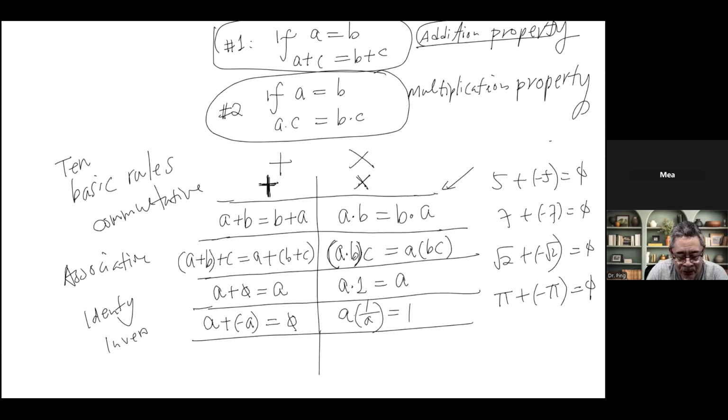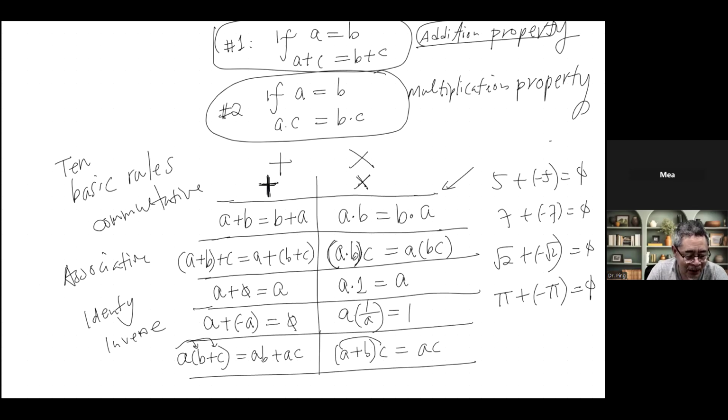And the last one is what we're going to do with something like this: A times (B plus C), but we're going to break it down as A times B plus A times C. Or we can do (A plus B) times C, that gives us A times C and B times C. So this is called the distributive property. Okay, good.